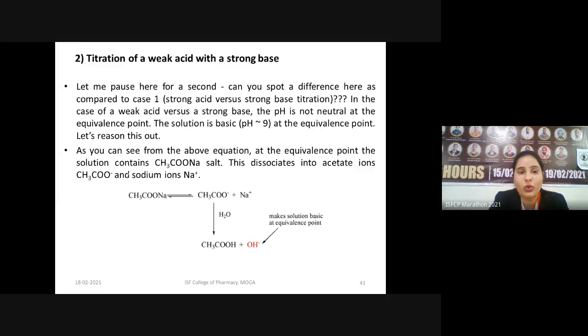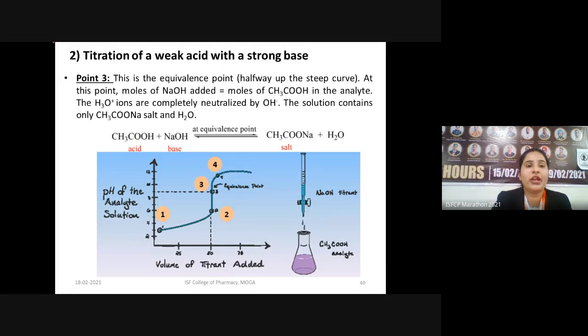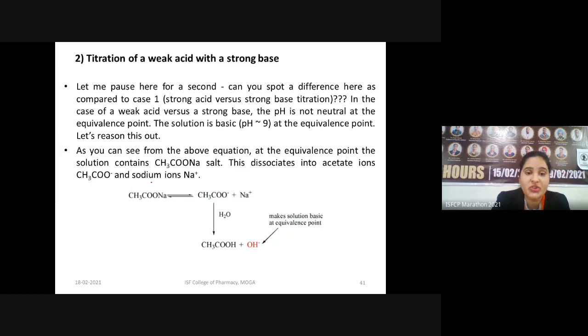What is the reason? Why is it so? As we have seen, at point 3, we have salt, that is sodium acetate, and water. The sodium acetate salt which has been produced at the equivalence point will not remain as such. It will dissociate into Na positive ions and acetate ions. I will repeat it: at point 3, the sodium acetate salt which we have produced is not going to remain as such. It is going to dissociate into Na positive ions and acetate ions.